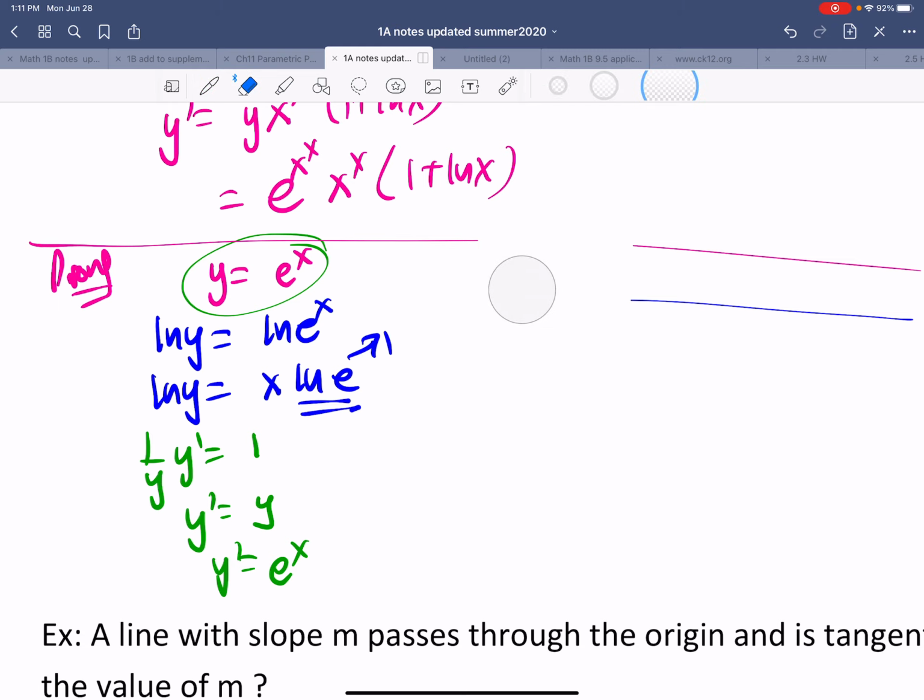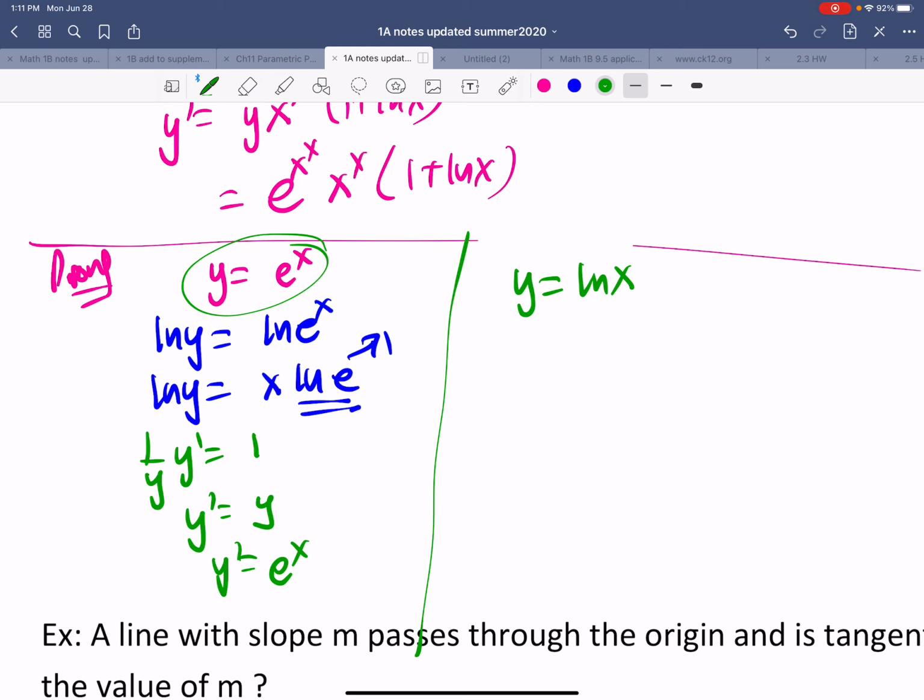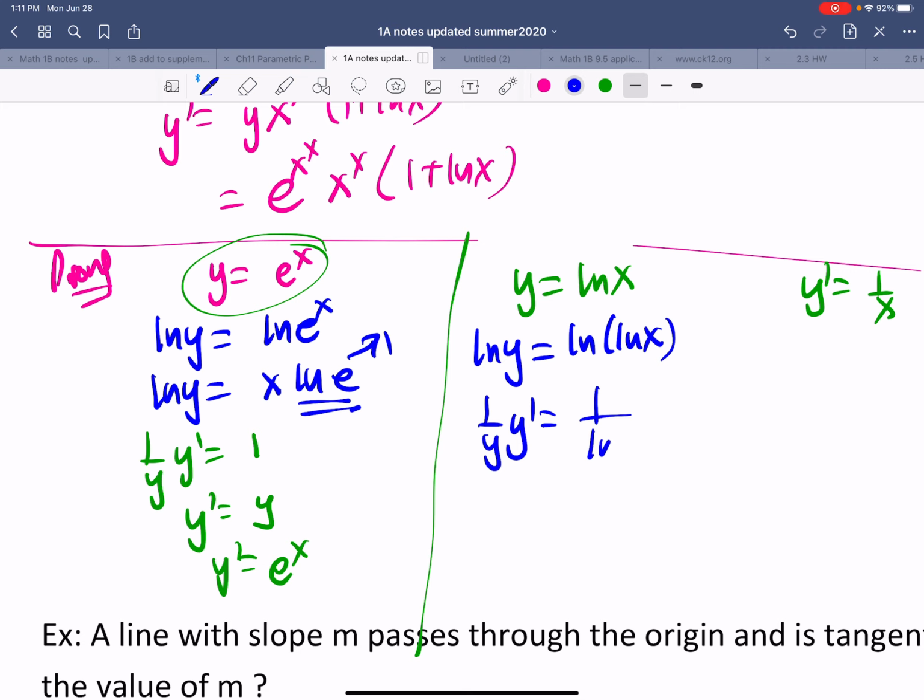Now, let's quickly also prove that if y is natural log of x, y prime is 1 over x. Let's go ahead and use natural logarithmic differentiation again. Let's take natural log on both sides. Natural log of y is equal to natural log of x. Derivative of natural log of x is 1 over x.